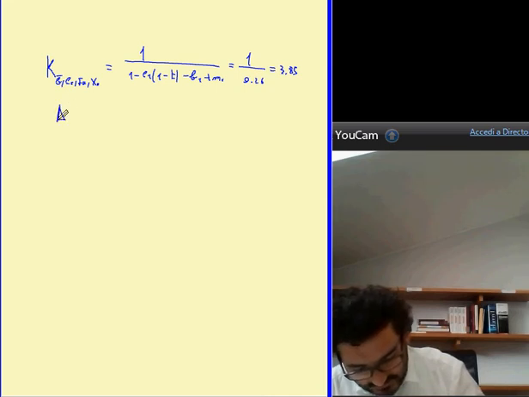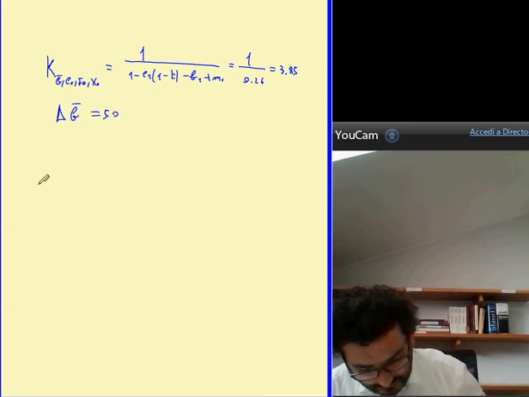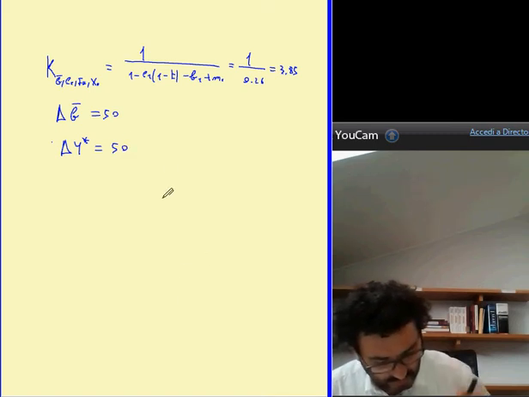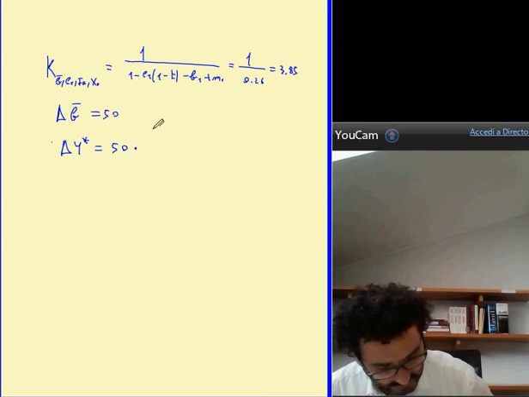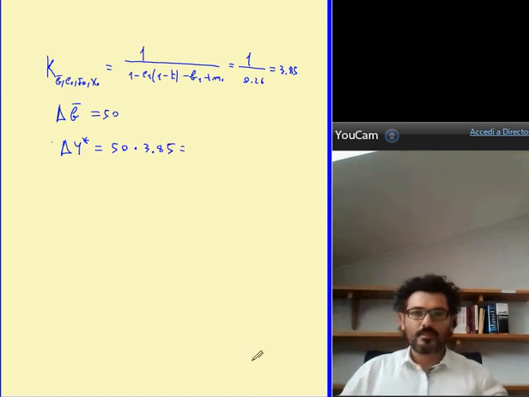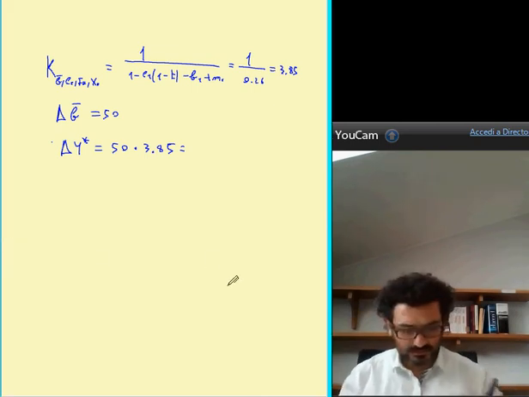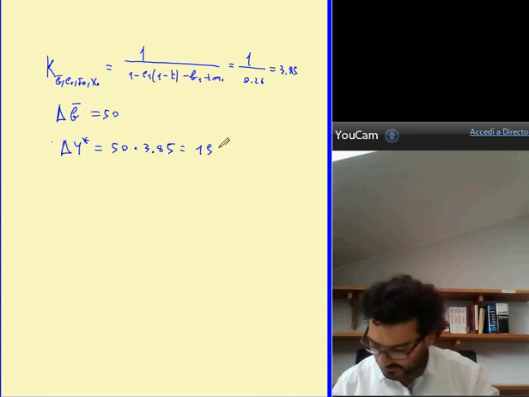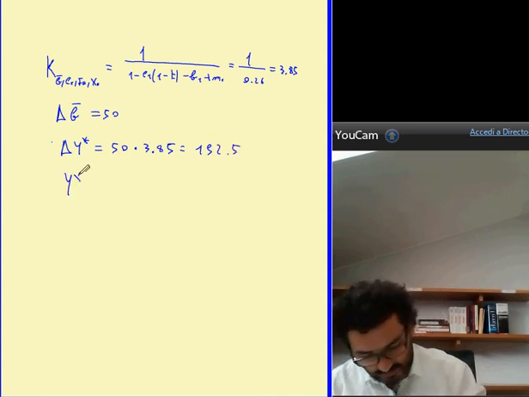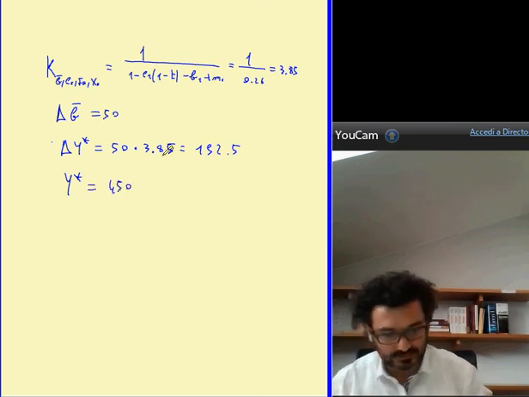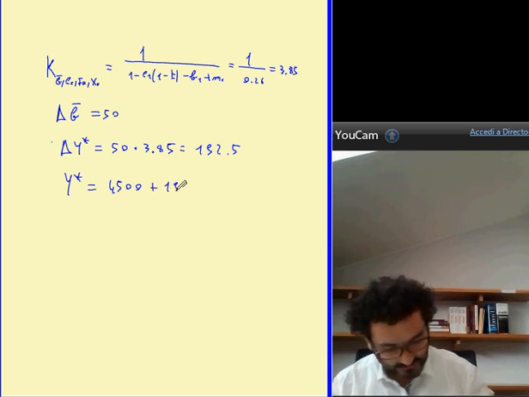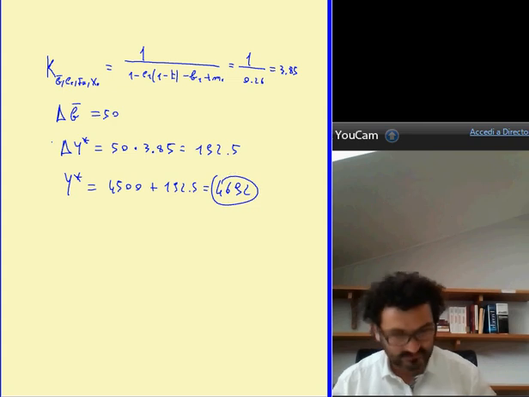We can apply the multiplier to the previous case. In the previous case, we have seen an increase in government expenditure equal to 50. This should imply a change in equilibrium GDP. So for each euro of increase in government expenditure, we need to multiply this by a multiplier of 3.85. So what we can see is that this increase is equal to 192.5. So the new equilibrium will be equal to the old one, which was 4,500, plus the increase 192.5, and we get again 4,692, as we have seen before.